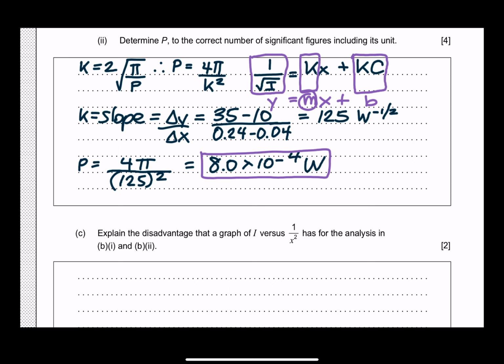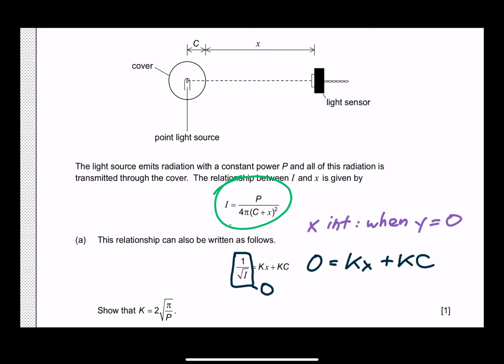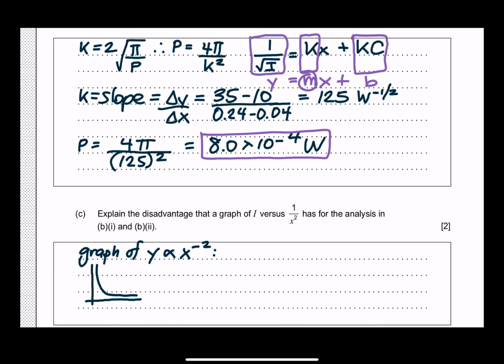Okay, so C says, why would graphing intensity versus 1 over x squared make the analysis in BI and BII harder? Well, here's the formula for I relating to x squared and to power. And again, it's a constant power, so that's also a constant. So really intensity is a function of 1 over x squared, because everything else is a constant. So if they tried to graph intensity versus 1 over x squared, they would get themselves a curve. And then that curve can be analyzed to figure out the values of k and c, especially the constant k. But that's going to be a real toughie.